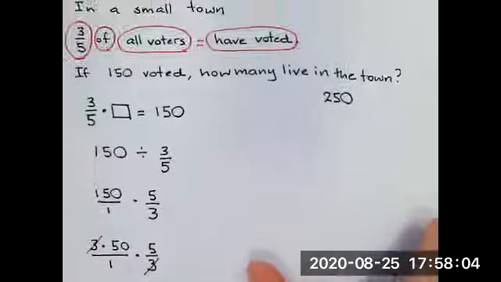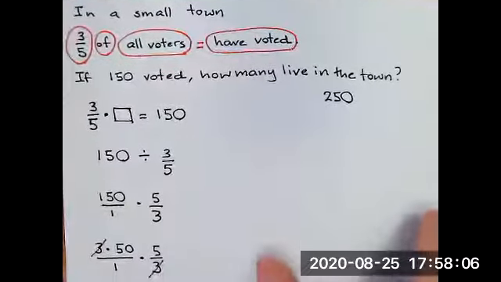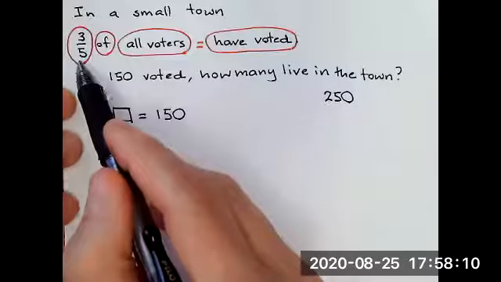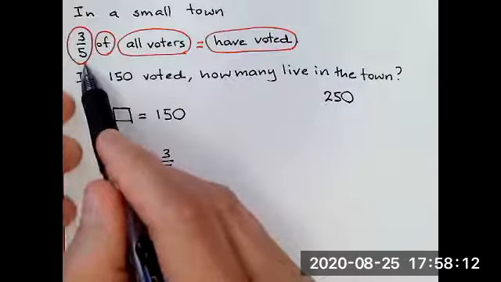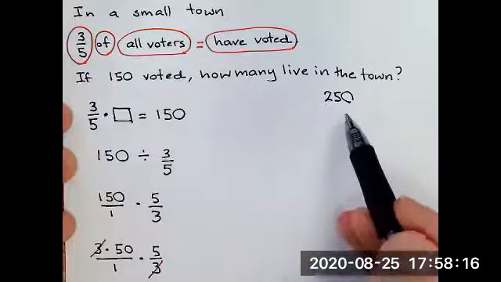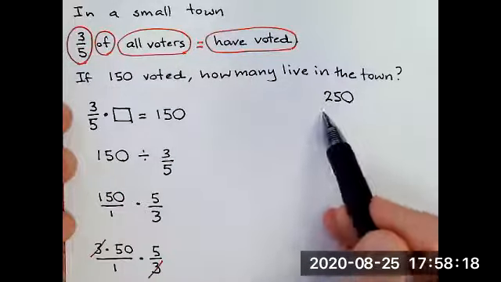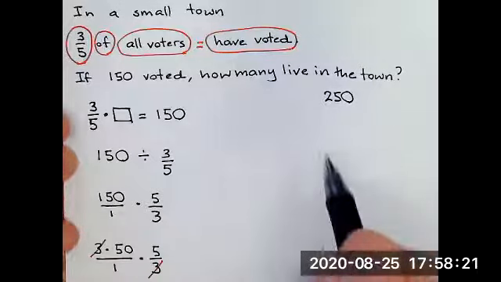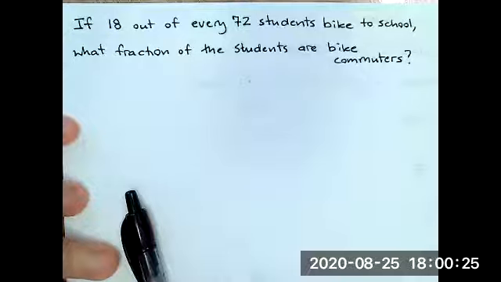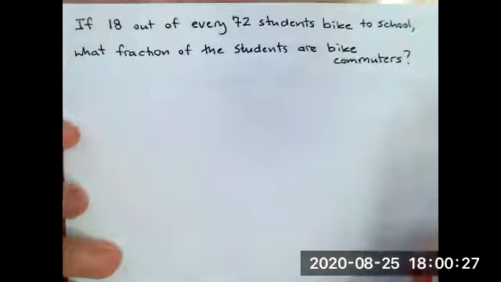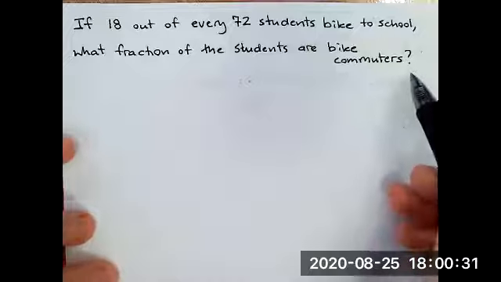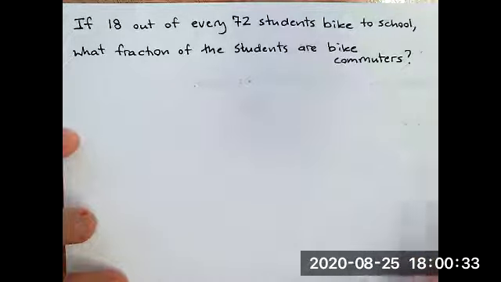And then let's go back and see if that sounds right. So 3 out of every 5 people in the town have voted. If 150 voted, 250 live in the town. That sounds right. All right, let's try one more. And again, this would be a good time to hit pause and try this one on your own.